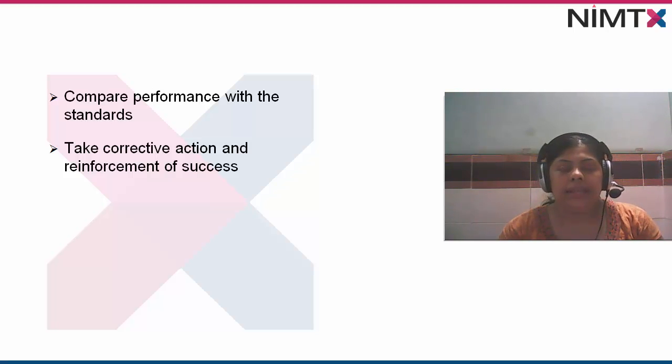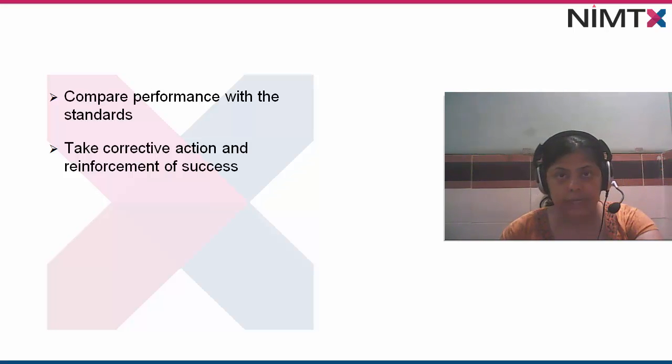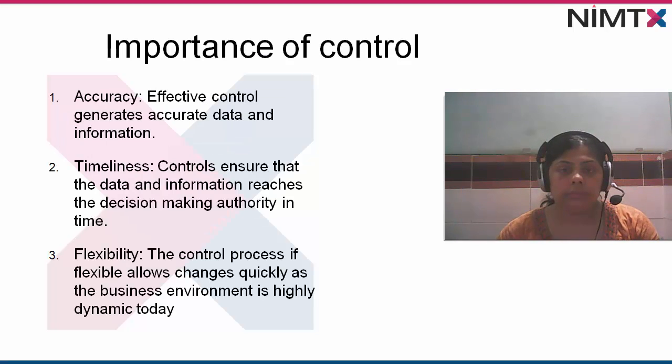It also takes corrective action and reinforcement of success. After establishing the standard, measuring the performance, and comparing the performance, control process also gives suggestions and recommendations on how to take corrective action. So why is control important?